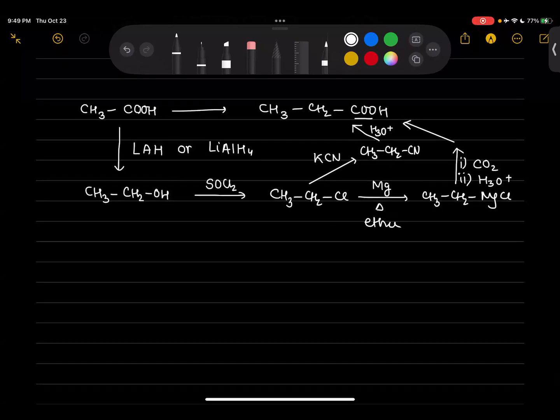So the next question which I'm going to ask is also very, very important. It is a basic question, and a lot of reactions are covered. If I give you propanoic acid, which has 3 carbon atoms, and I ask you to convert it into ethanoic acid, clear? So how are we going to achieve that?